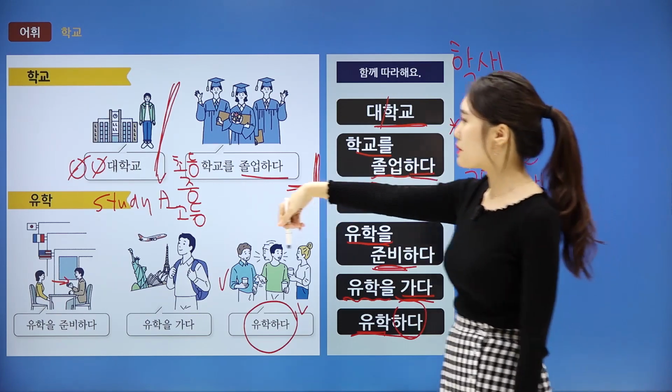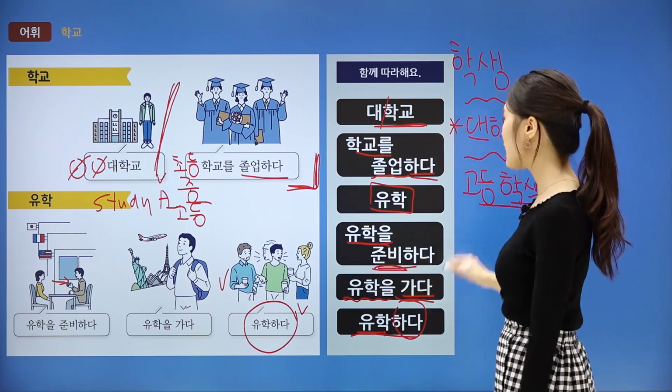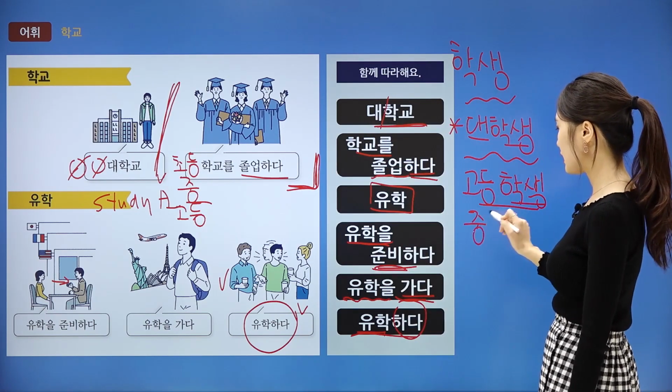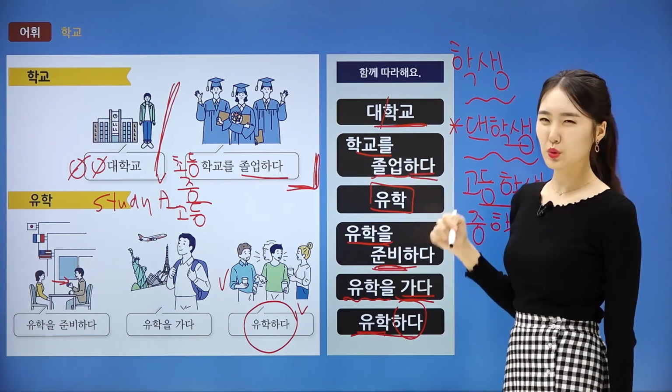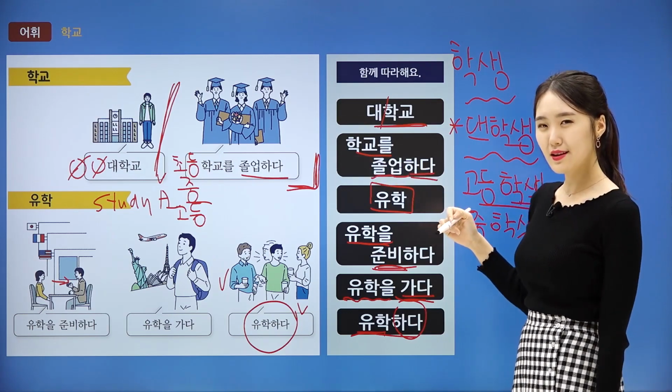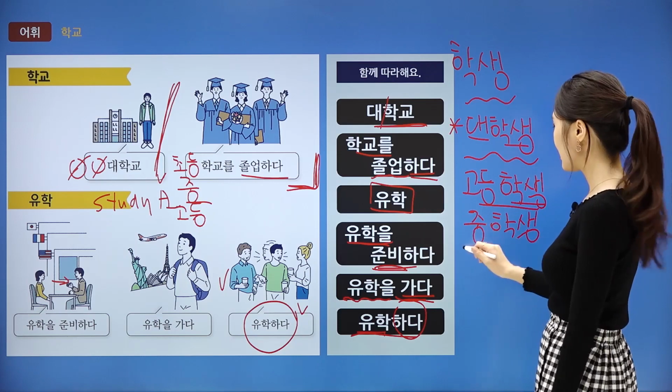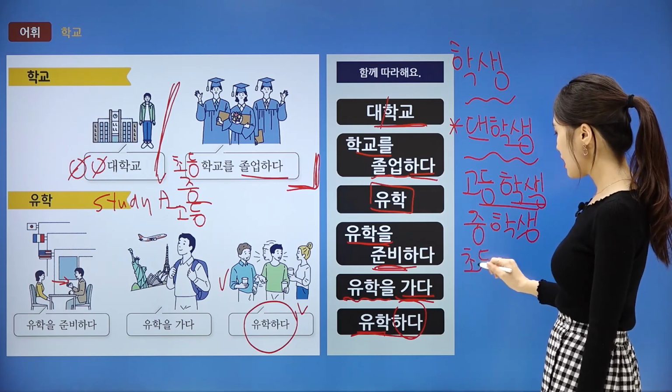Also, same for middle school student, you'll say, 중학생. Just say 중학생. Then what about 초등학교 학생? Elementary school student. You'll say 초등학생.